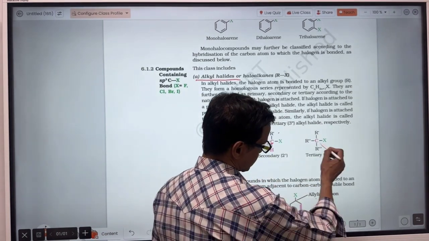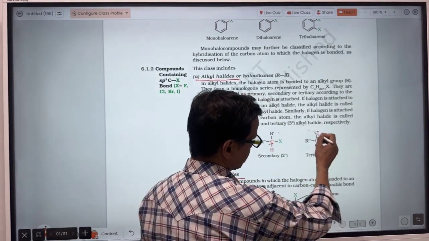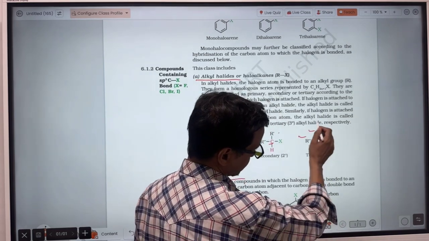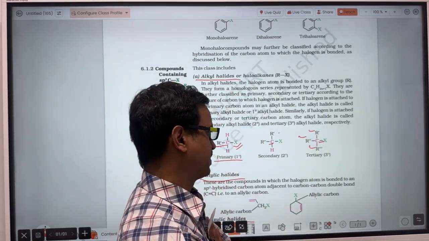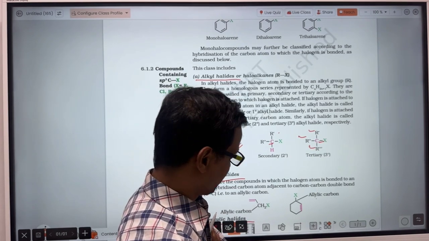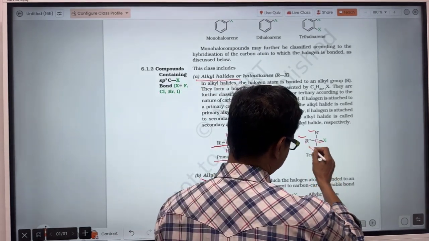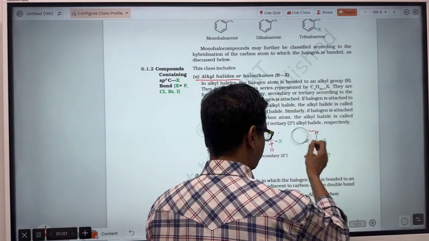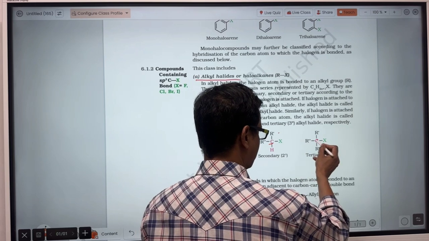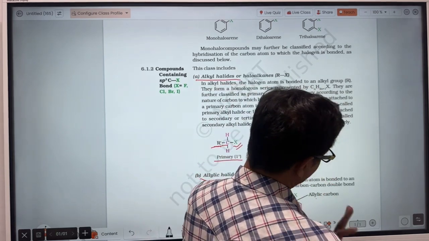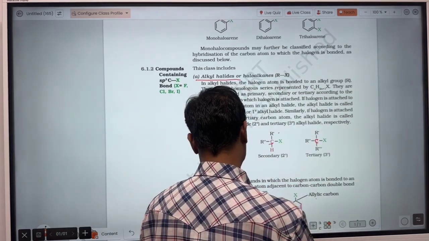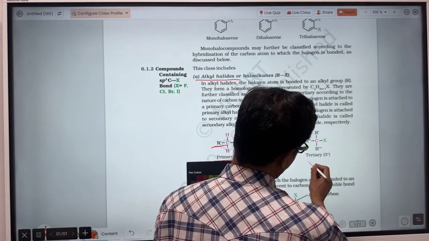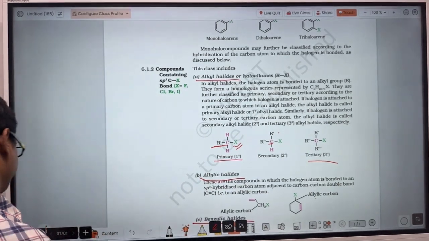In the same way here, this carbon is bonded to the carbon of this alkyl group, of this alkyl group and of this alkyl group. That means this carbon is bonded with three carbon atoms. So this is a tertiary carbon, and here the halogen is doing bond formation with a 3 degree carbon atom. So that's why this one is tertiary alkyl halide or tertiary haloalkane.